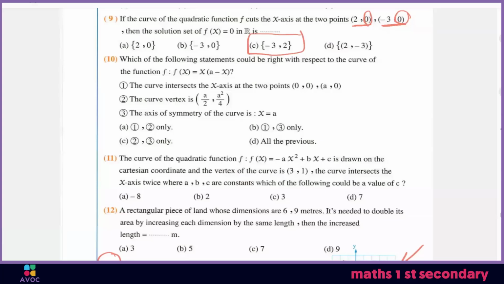Why is letter D wrong? Who can tell me? Because this is an ordered pair. Letter D is wrong because 2 is the value of x and -3 is the value of y. But in the question I have (2, 0) and (-3, 0), so 2 is x and -3 is x also. Okay? Do you understand? Okay.